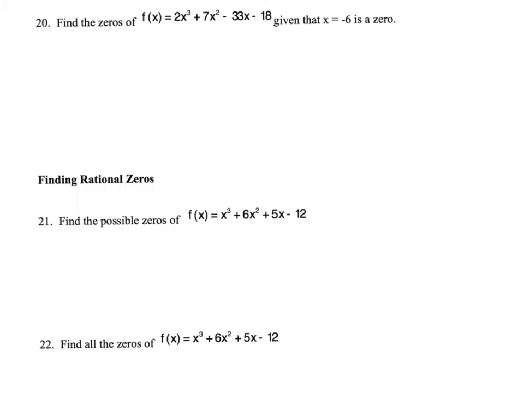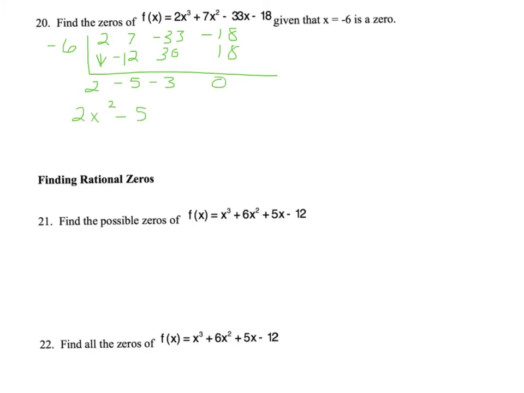Number 20 is very similar, so we're going to put a negative 6 on the outside, and then a 2, a 7, a negative 33, and a negative 18. And then I get 2x squared minus 5x minus 3, and I'm going to factor that further. And I'm going to do a negative 3 to get a negative 6 and a positive 1. So my other zeros look like they will be negative 1/2 and 3 and then negative 6 since I started out with that in the beginning.